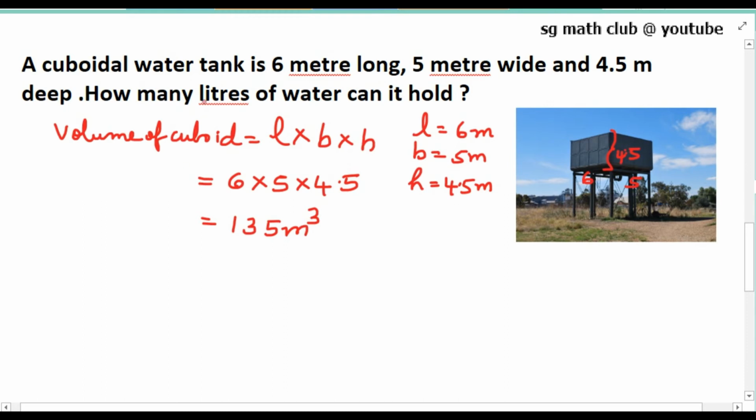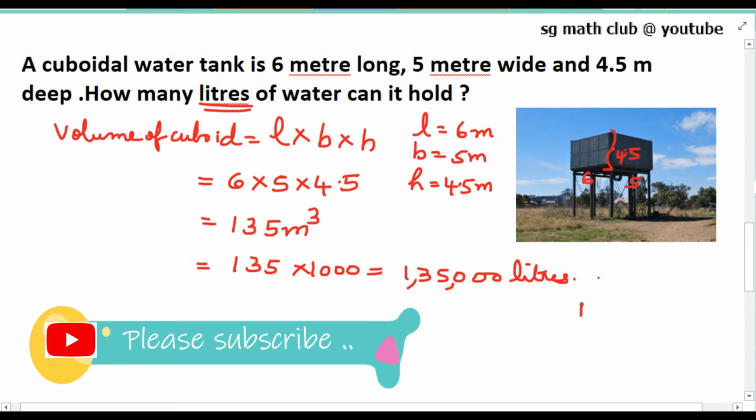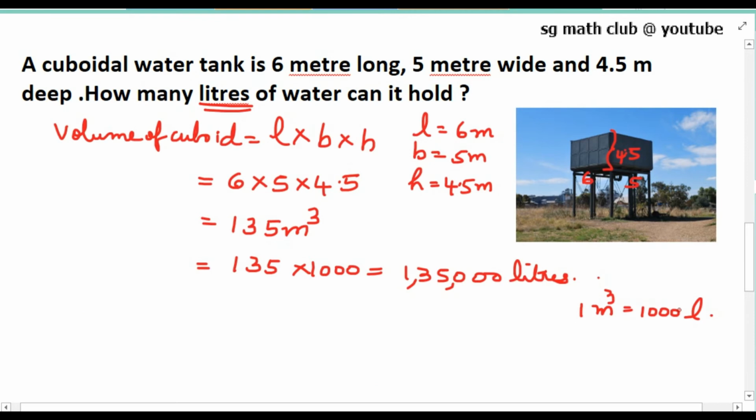But the question is, how many liters of water can it hold? And we know that 1 meter cube is 1000 liters. Therefore 135 meter cube means into 1000, which is equal to 1,35,000 liters of water it can hold. So the water tank can hold 1,35,000 liters of water. You have to keep this in your mind: 1 meter cube is equal to 1000 liters.